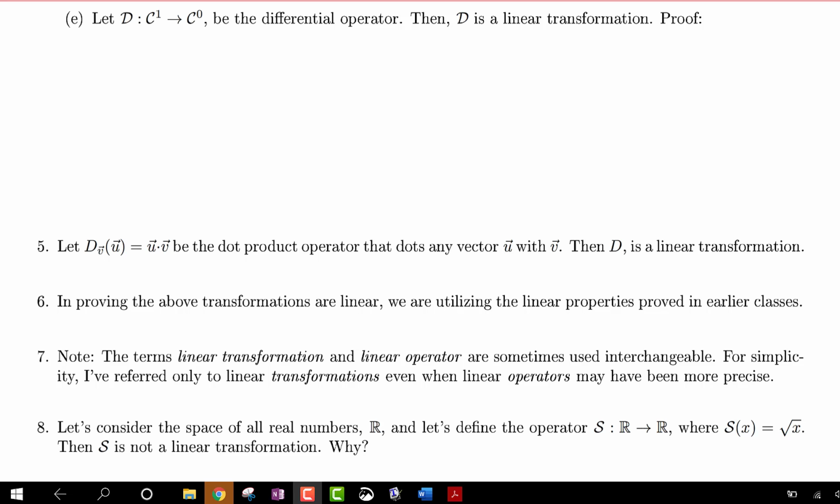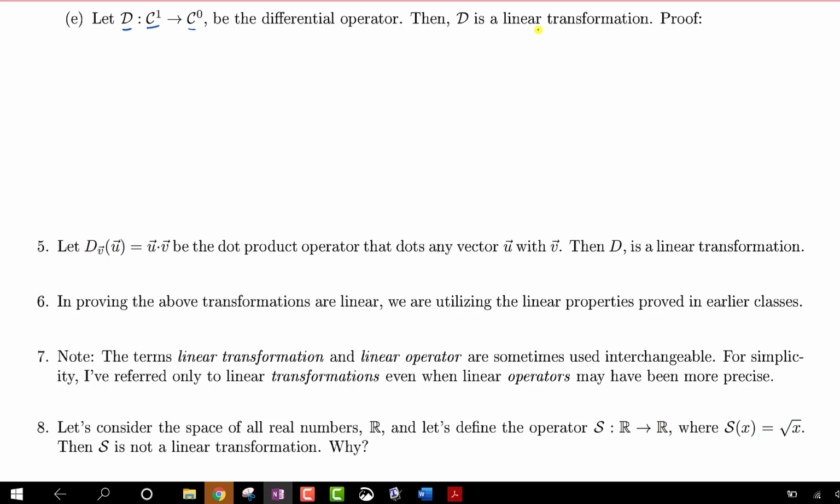So let's look at this example, folks, continuing on with the idea of linear transformations. Let's define D, which is going to map from C1 space to C0 space, be the differential operator. Again, this is a little bit frustrating because we're now thinking of things like integrals and derivatives as mappings of functions to different functions. So take any function who is differentiable and whose first derivative is continuous and map it to the space of continuous functions by taking the derivative.